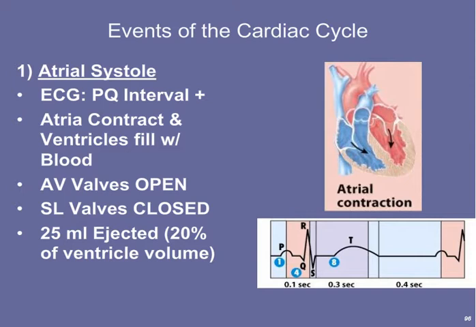Because the atria are contracting, the pressure in the atria is greater than the pressure in the ventricles. As a result, the AV valves will be forced open. On the other hand, the semilunar valves that go from the ventricles to the pulmonary trunk and aorta will remain closed. And during this period, approximately 20 to 25 mils of blood will be ejected from the atria into the ventricles. Again, this amount of blood is really not very large compared to the amount of blood already residing within the ventricles, which is around 50 mils.